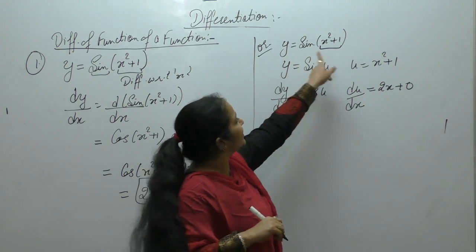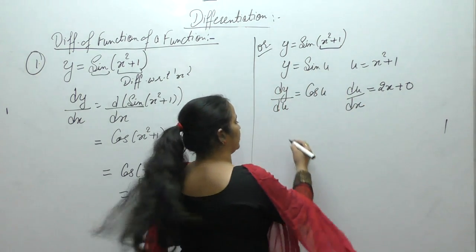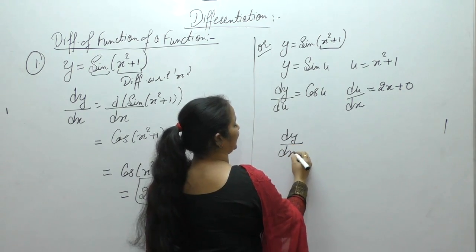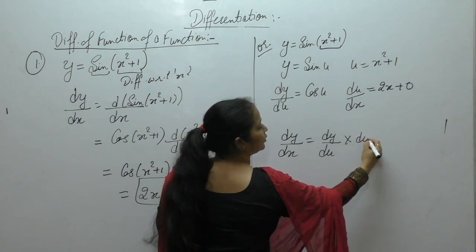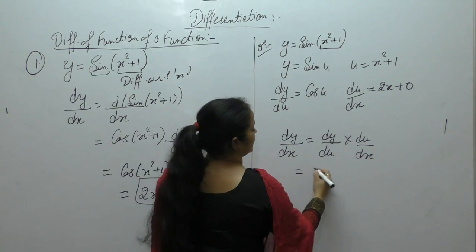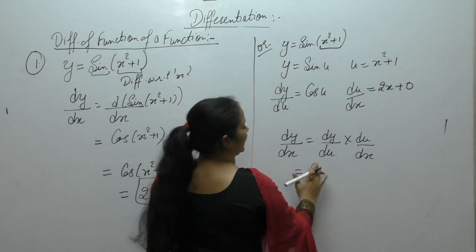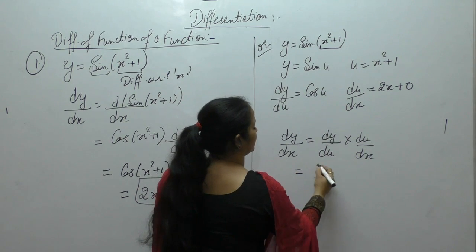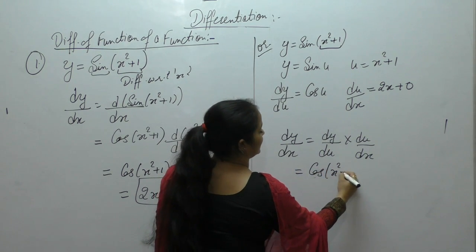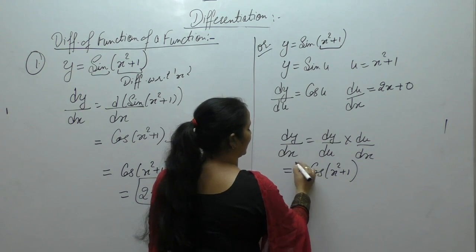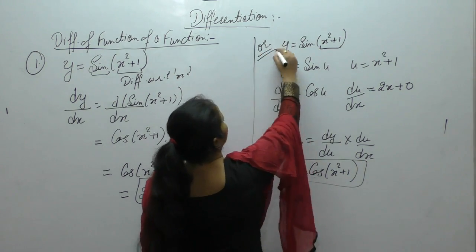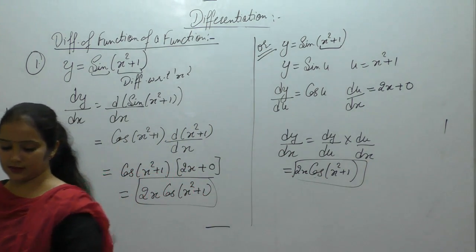Now y is a function in terms of x. So we want to find dy upon dx. That will be equal to dy upon du into du upon dx. Derivative of sin is cos. Put the value of u here, x square plus 1, and du by dx is 2x. So you can do it by any of these methods.